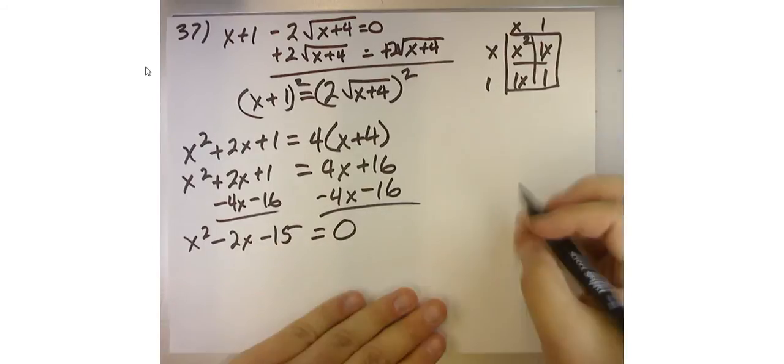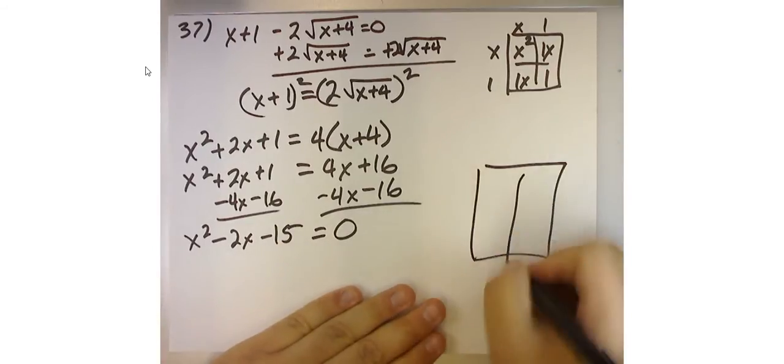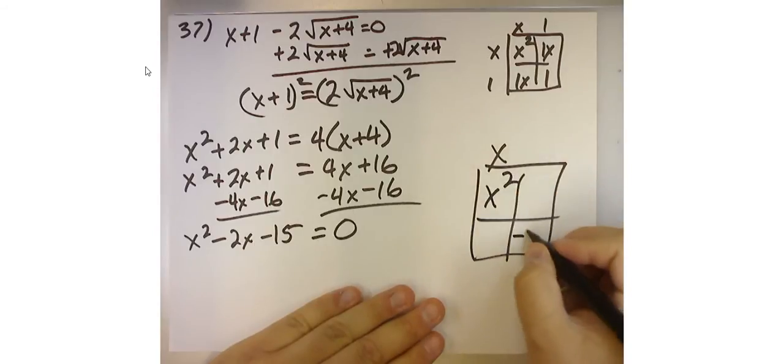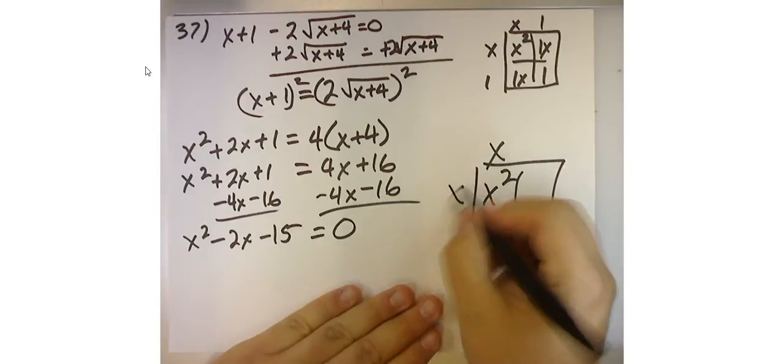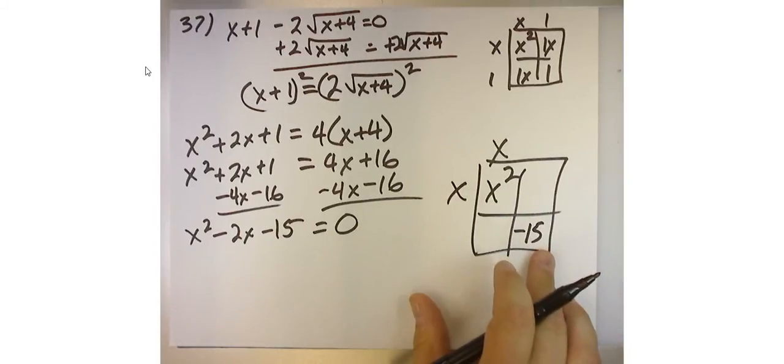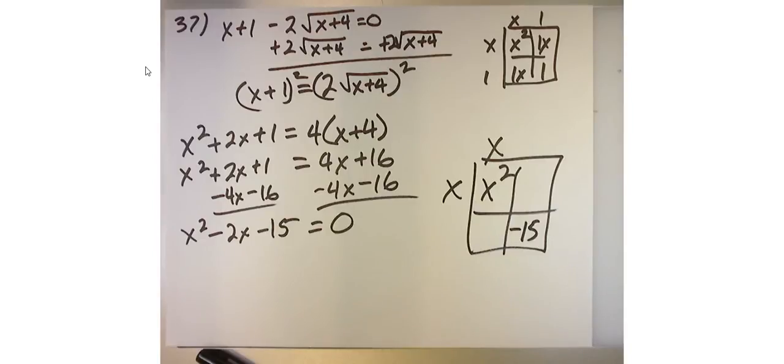Now this might be factorable. I don't know. We'll try it out. Actually I do know because I've already guessed. If I take the first term and the last term, the only way I can get x squared is x times x. Now I need to find two numbers that when I multiply them become negative 15, but when I add them up they equal negative 2x.